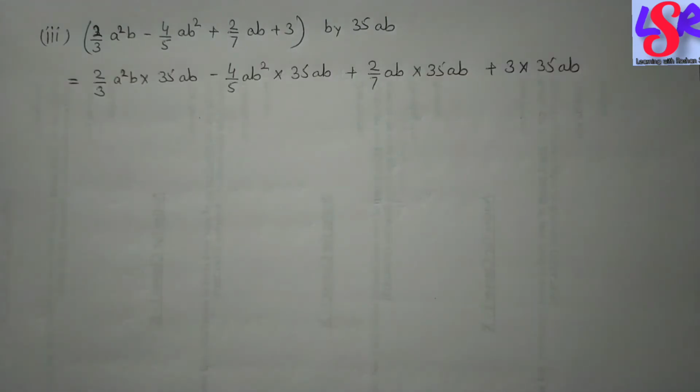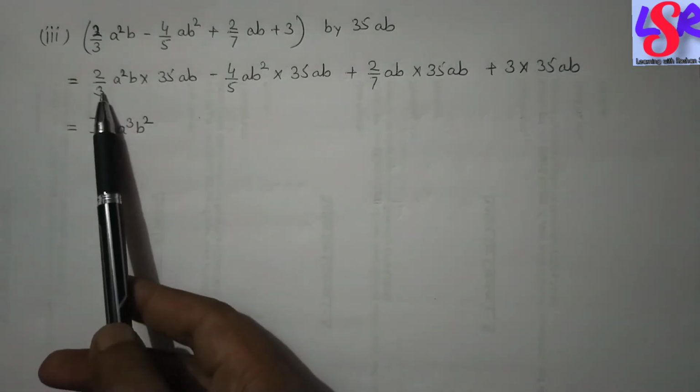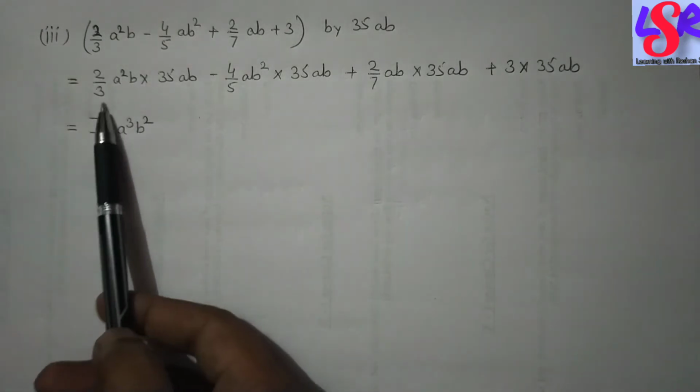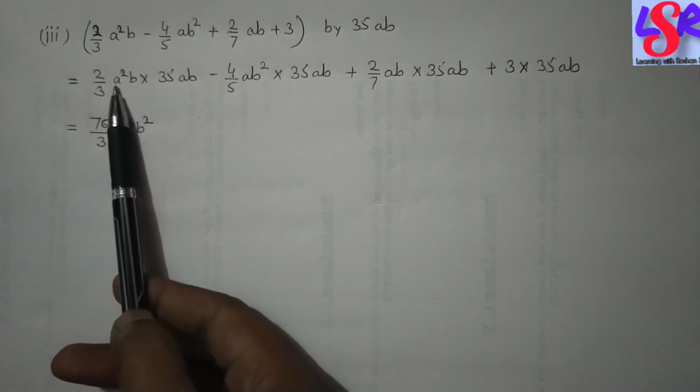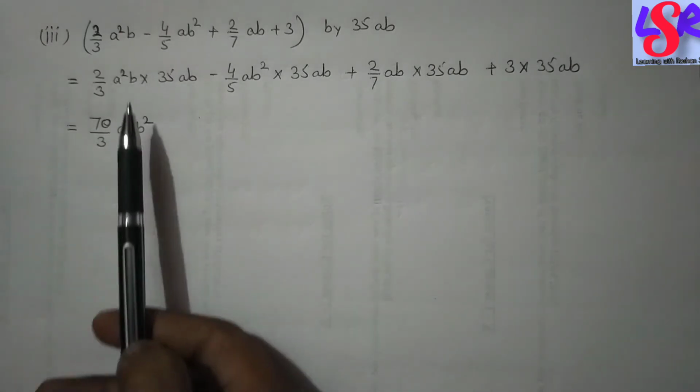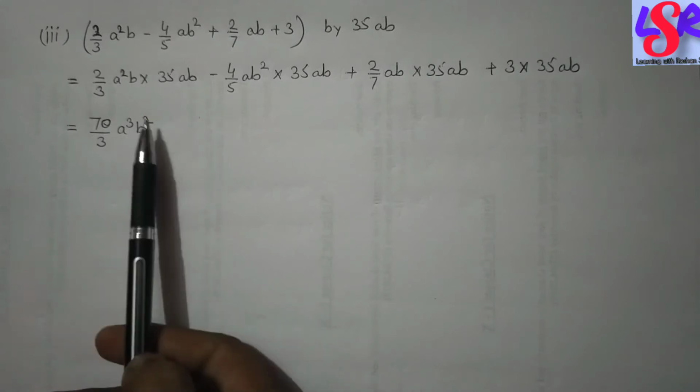Now we'll solve it. On multiplying the first two, we get 2 into 35, that is 70, and 3 is copied. Then a square into a, we get a cube, and then b into b, that is b square.